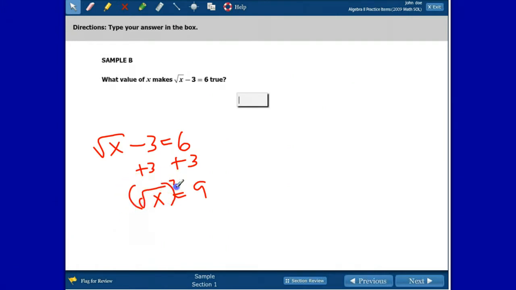And to get rid of the square root, we do what's called the inverse operation, which is to square it. Just like you do the opposite operation of subtraction and addition, the inverse operation, or the opposite operation, of the square root is a square. And whatever you do to one side, you do to the other. So x is equal to 81.